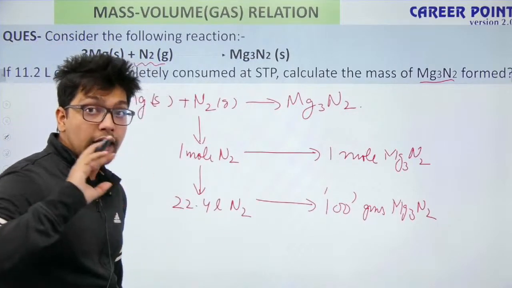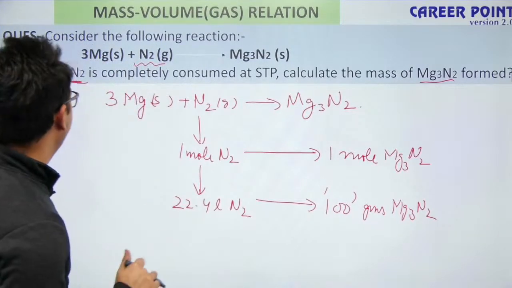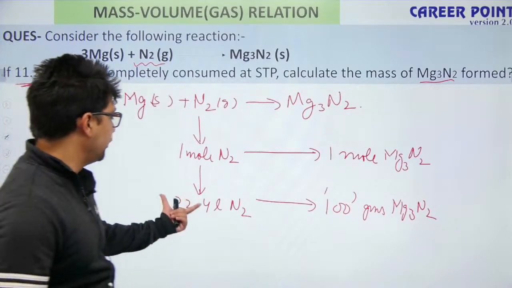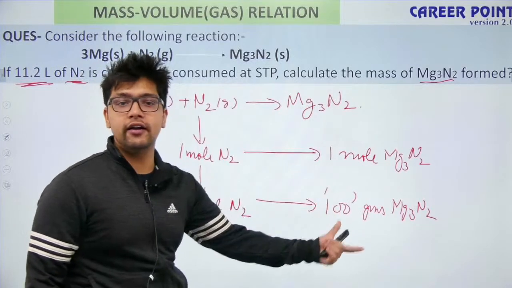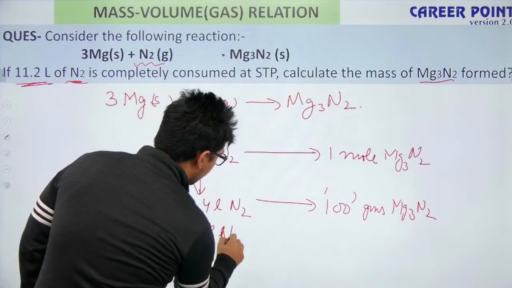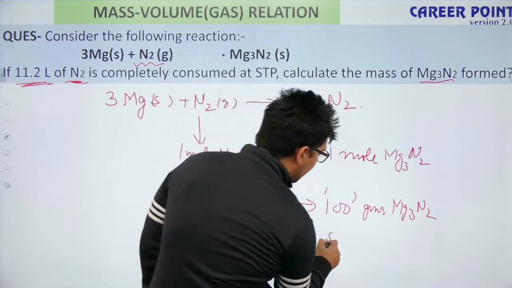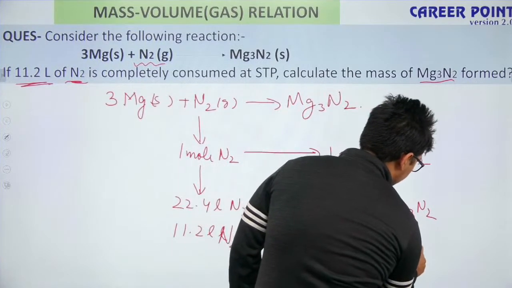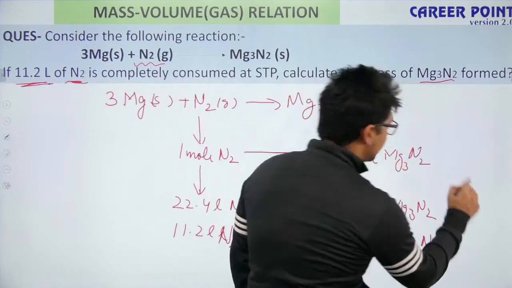Now look at what they were asking. They were asking about 11.2 liters of nitrogen. So 22.4 liters of nitrogen goes with 100 grams. Then 11.2 liters of nitrogen will go with what? It will go with half of this, that is 50 grams of magnesium nitride. So this is my final answer.